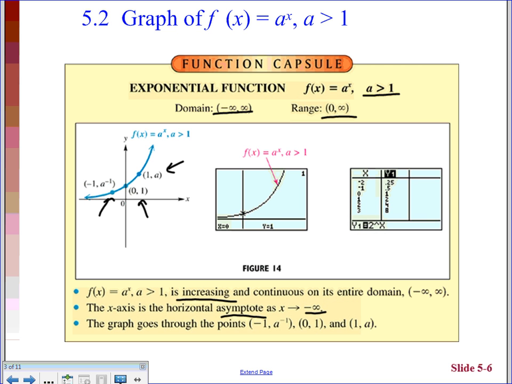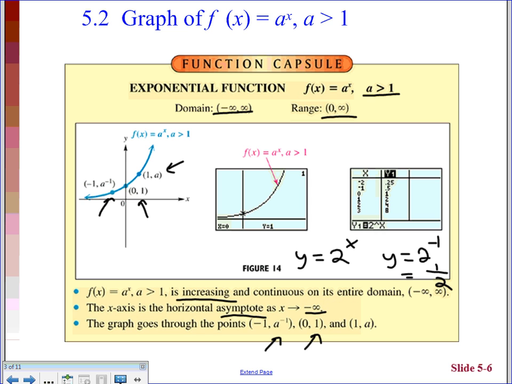The graph always goes through these 3 points, -1, and this is a to the -1 power. So if we had, like on the last one, y equals 2 to the x, and x was -1, y would equal 2 to the -1 power, and that's just equal to 1 over 2, it's just going to be 1/2. So this point is always going to be whatever a is over 1. This point is always going to be the same no matter what the base is.